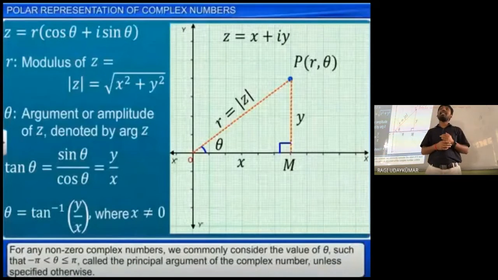Theta equals what? Tan inverse of y by x. Suppose x is 0. Tan inverse of y by x, with x equal to 0, the denominator is 0, so it is undefined. So that's why it is not defined.